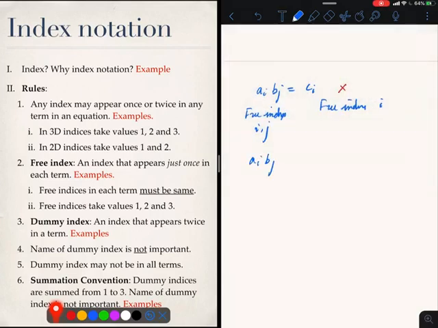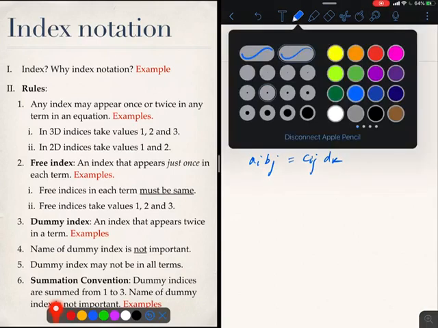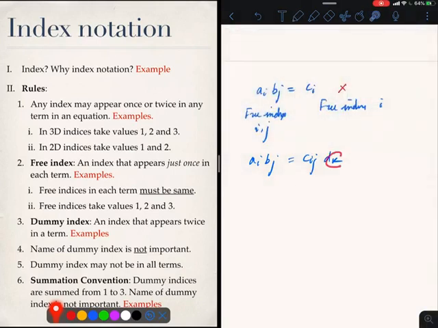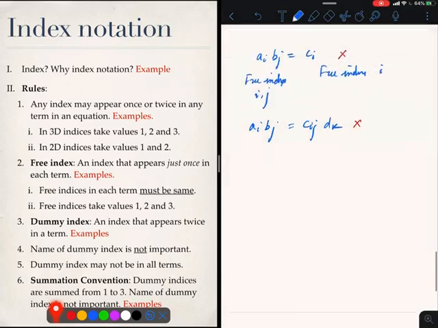Let's try one more: A_i B_j equals C_ij d_k. In this term i and j are the only free indices. In this term, i and j are over here, but there is a new free index, k, which does not appear on the other side. Therefore, this equation is also wrong. How can I make this equation correct? Well, if I wrote this equation like this, this is the right equation.